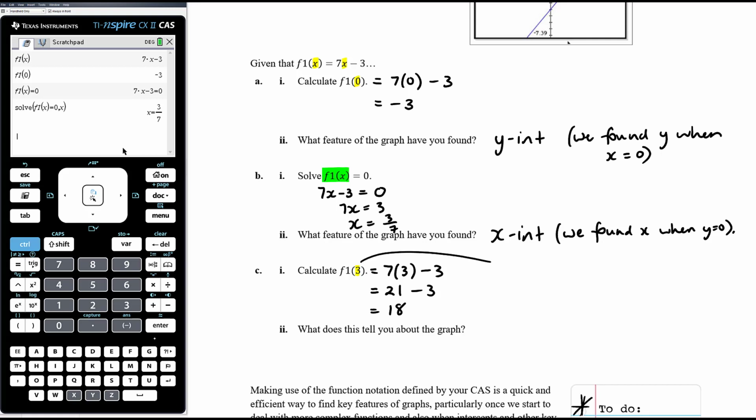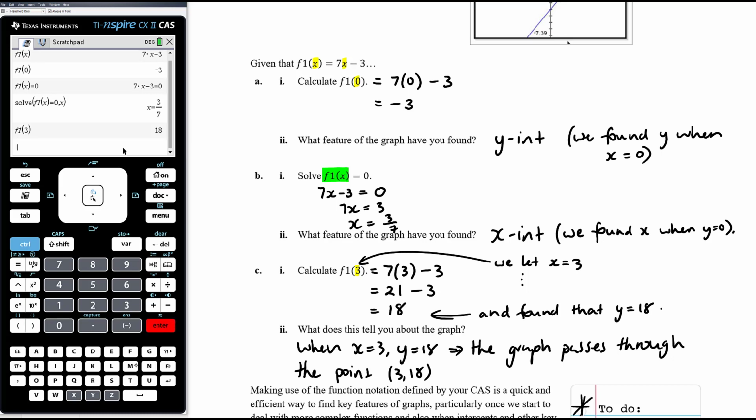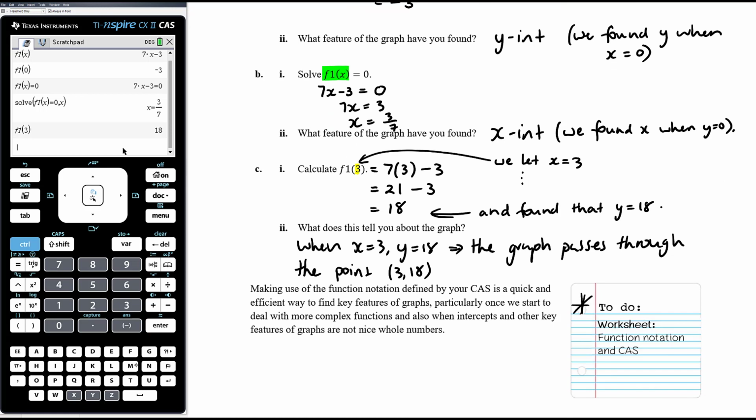Okay, so when we did that, we let x equal 3 and found that y equals 18. So in terms of what it tells us about the graph, it tells us that when x equals 3, y equals 18, which means that the graph passes through the point (3, 18). And again, we could get our CAS to do that for us. I'm not asking you to do it by hand. f1 of 3, let's confirm that it gives us 18. Indeed it does.